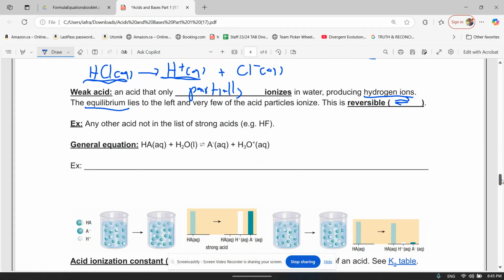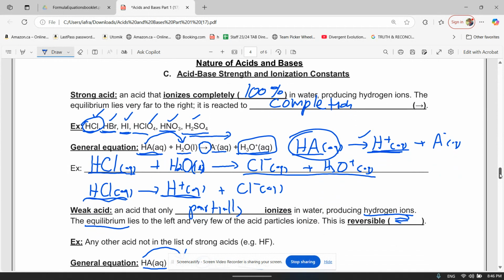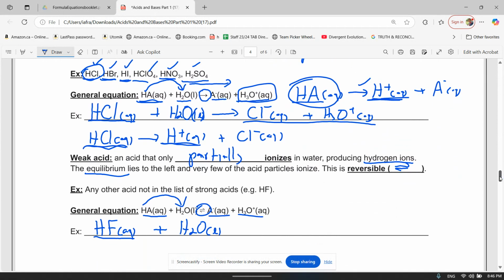So here's our example. It looks very similar to what we saw above. It's just the HA here. That's the acid. We'll donate the H to the H2O to become H3O plus and A minus, but notice we put a double arrow here. So if we had, let's say, HF (aq) plus H2O (l), we know this is a weak acid. Essentially anything that's not one of the 6 strong acids I mentioned is going to be considered a weak acid. So HF is considered a weak acid.